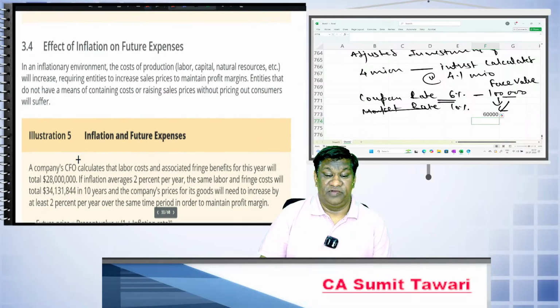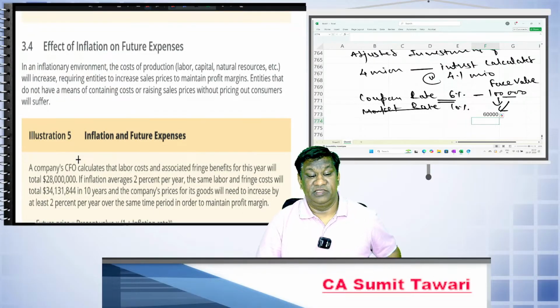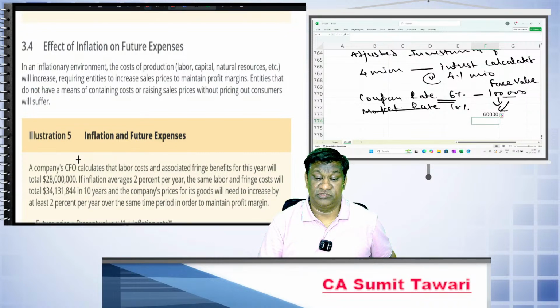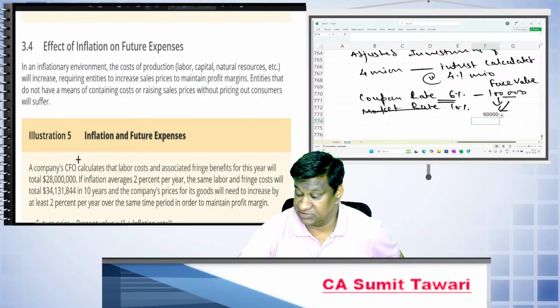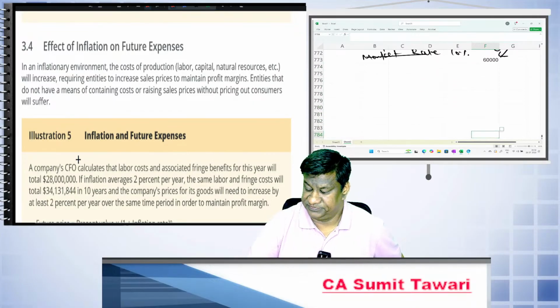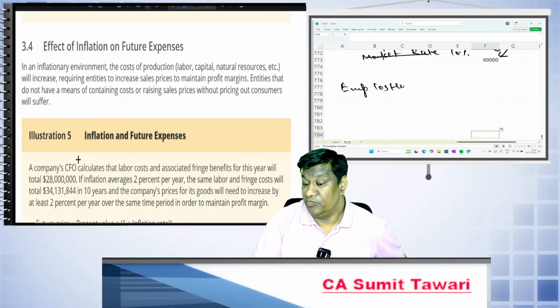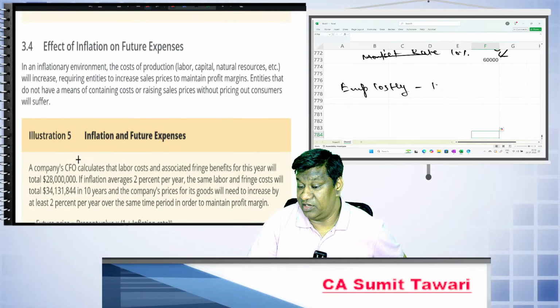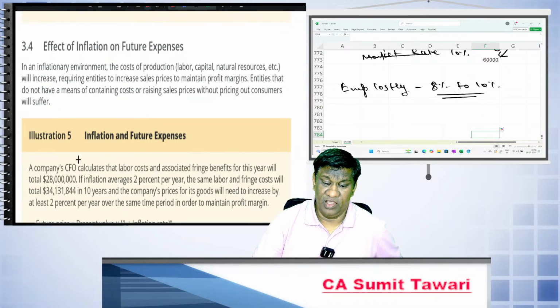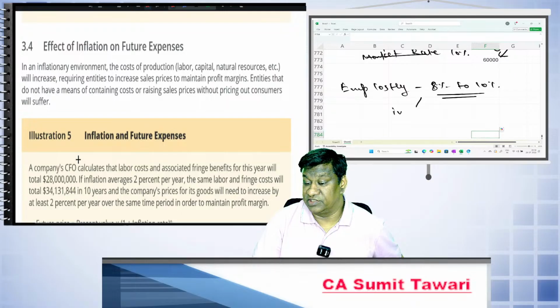Then, the effect of inflation on future expenses. In an inflationary environment, the cost of production always increases, requiring entities to increase sell price to maintain the profit margin. Entities that do not have a means of containing the cost or raising sell price without pricing out customers will suffer. Employee cost mostly increases by 8% to 10% every year, particularly in India. So to accommodate this increase, what are the options available to us?